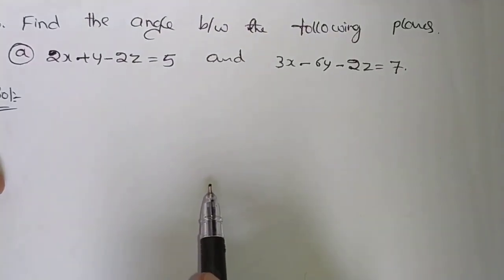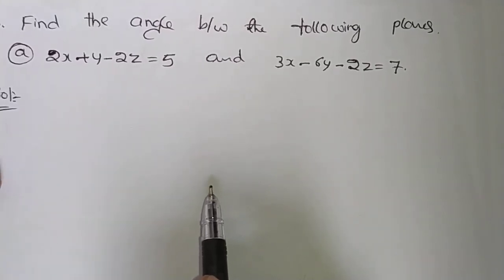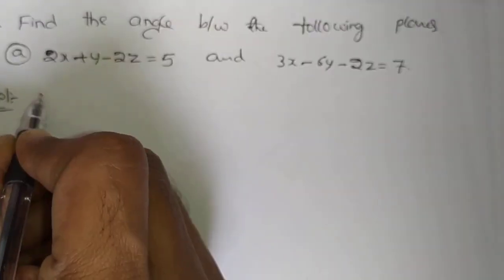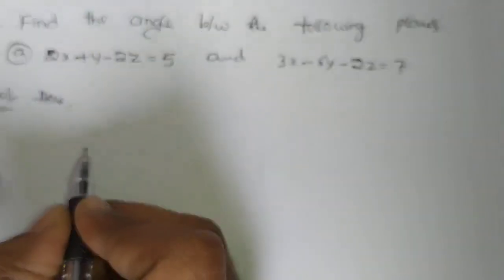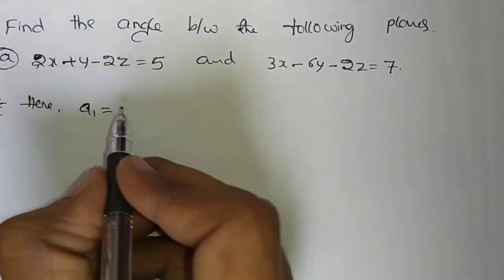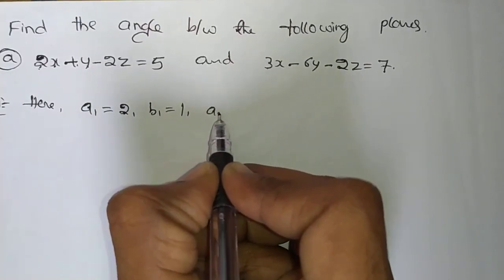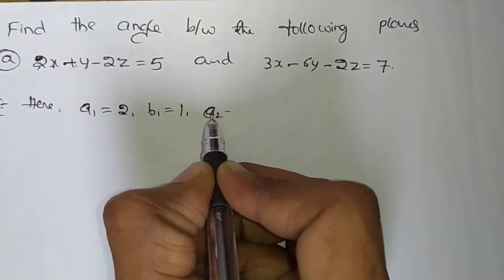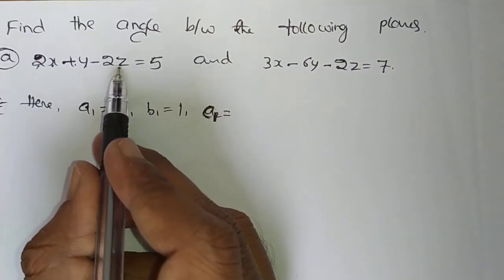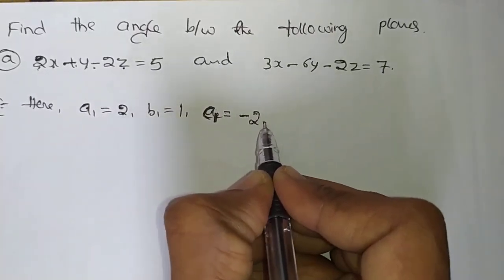Cos theta equals modulus of a1 a2 plus b1 b2 plus c1 c2 divided by square root of a1 square plus b1 square plus c1 square, dot, square root of a2 square plus b2 square plus c2 square, isn't it? So before that, you just identify a1, a2, b1, b2, c1, c2. Here a1 is nothing but the x coefficient, 2; b1 is the y coefficient, plus 1; c1 is the z coefficient, minus 2. If there is a minus, be careful.